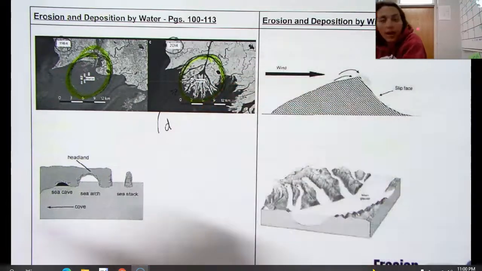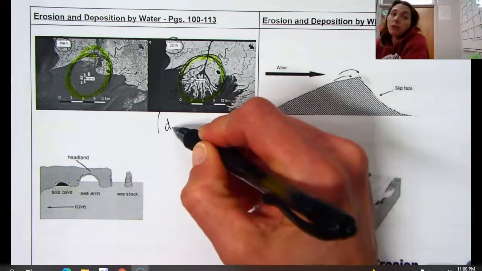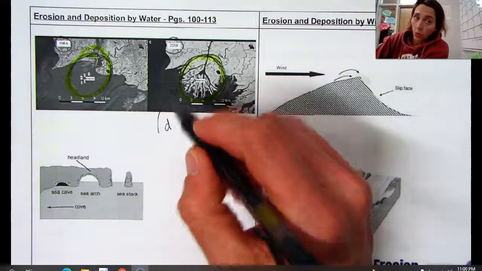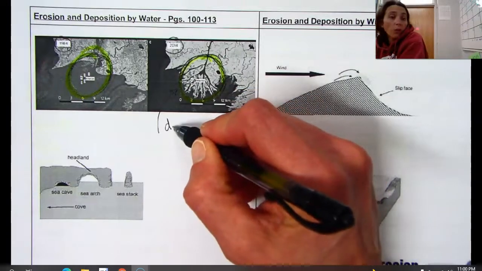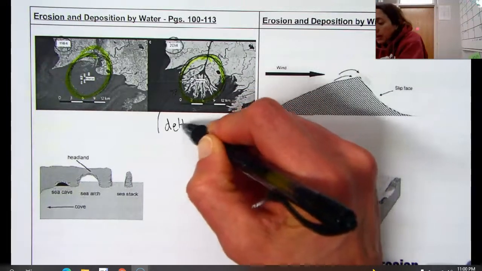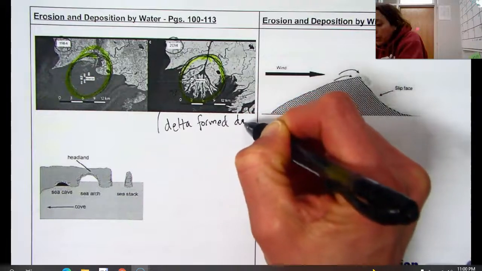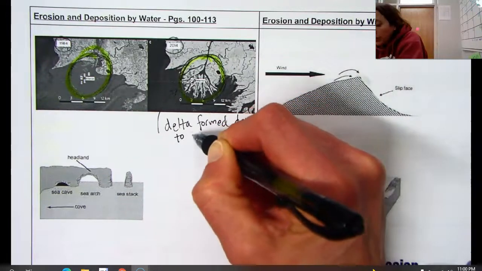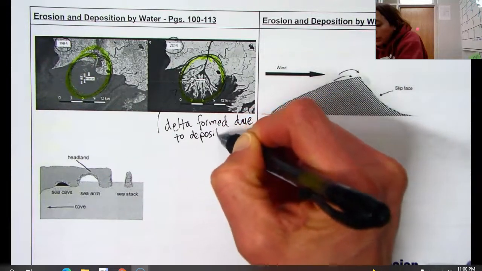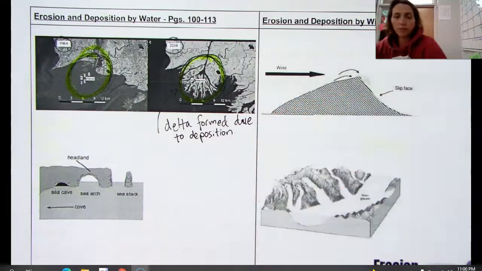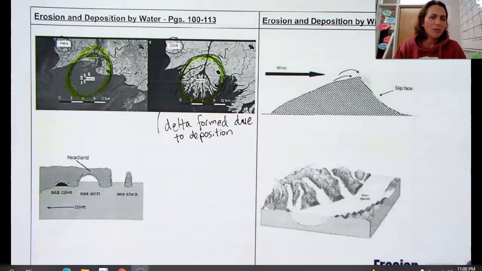So you can add a couple notes to yourself. This is how I would use it, and you may find your own way. I'm going to just demonstrate what I would do. Delta formed due to deposition. Okay? That's what I'm going to do there. If you want to add some more stuff, go for it.